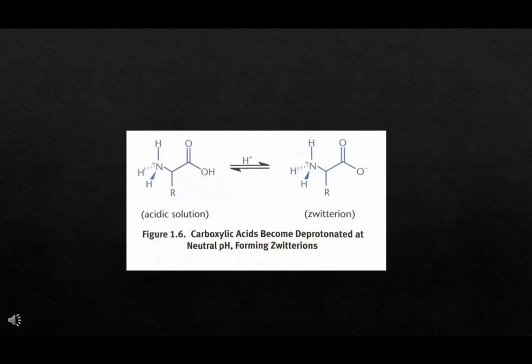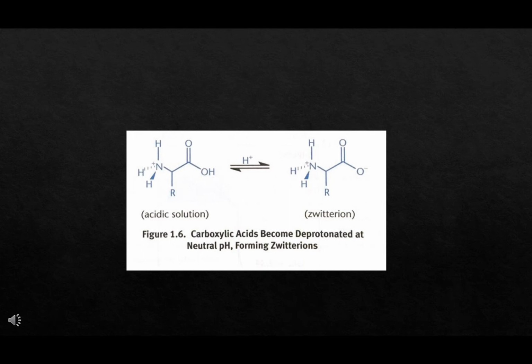Zwitterions at intermediate pH. If we increase the pH of the amino acid solution from pH 1 to pH 7.4, the normal pH of human blood, we've moved far above the pKa of the carboxylic acid group. At physiological pH, you will not find amino acids with the carboxyl group protonated, COOH, and the amino group unprotonated, NH2. Under these conditions, the carboxyl group will be in its conjugate base form and be deprotonated, becoming COO-.